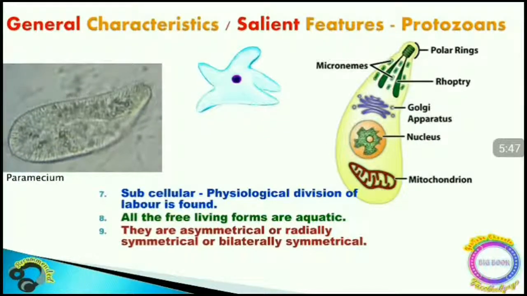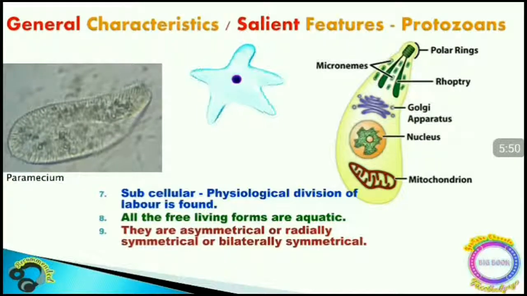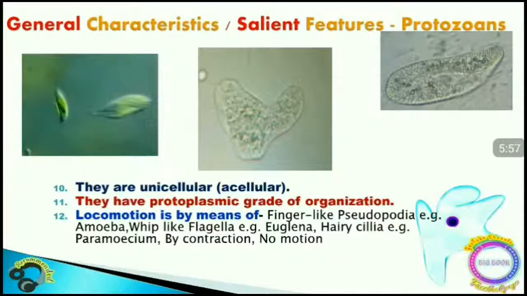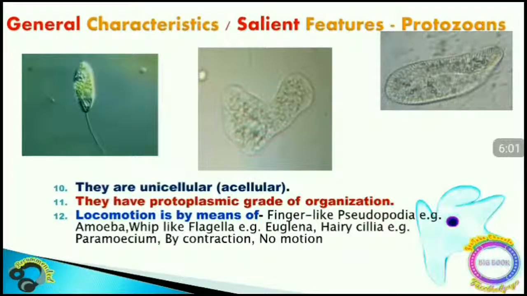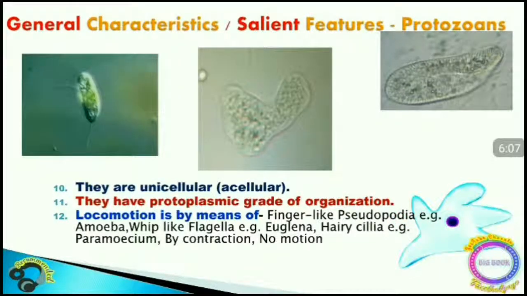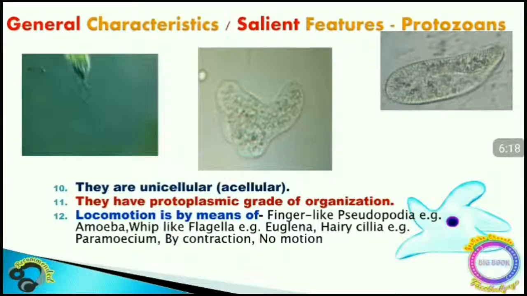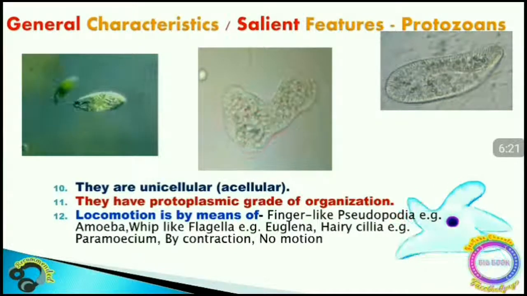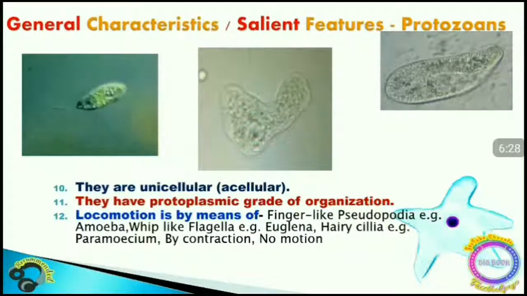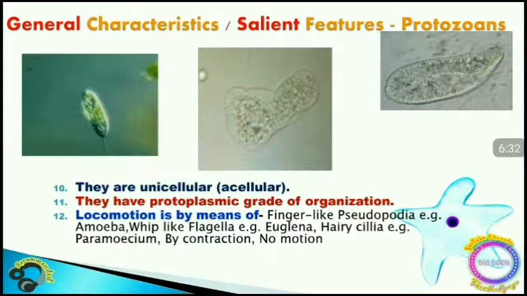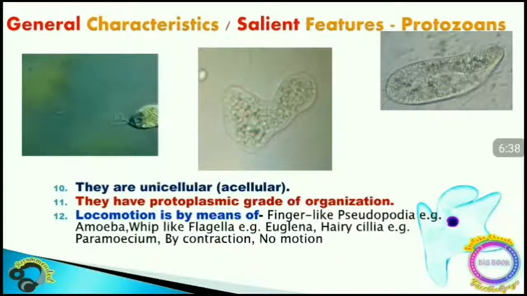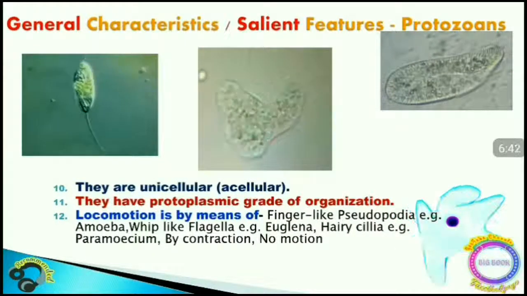Radial symmetry is also observed in certain unicellular organisms, where they are found to be spherical or round in shape. These are the unicellular, and certain times they are called acellular. Acellular in the sense they are not bounded with the membrane. But the majority of the protozoans are found to be unicellular with their membrane. They have protoplasmic grade of organization, in the sense the protoplasm helps in many of the activities for the survival of the cell.